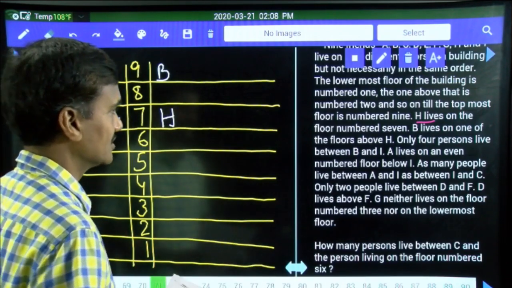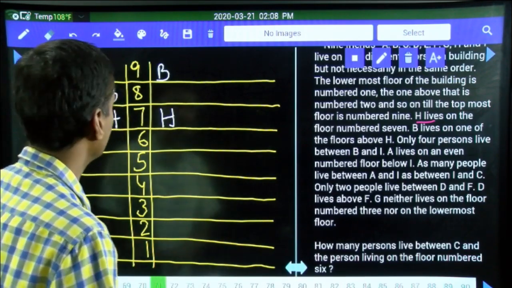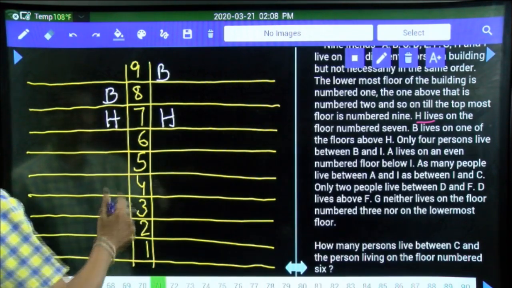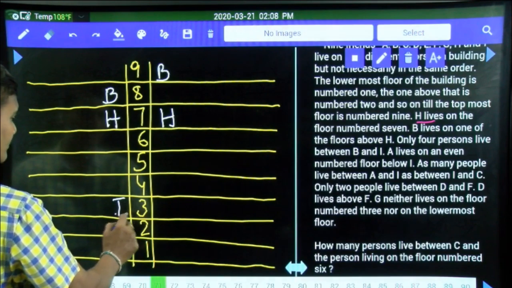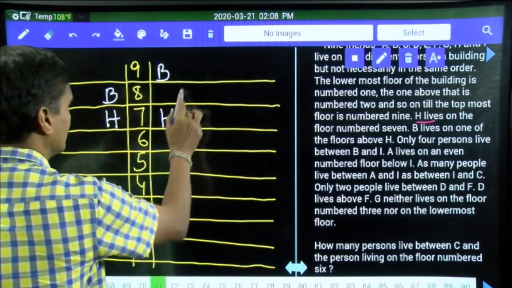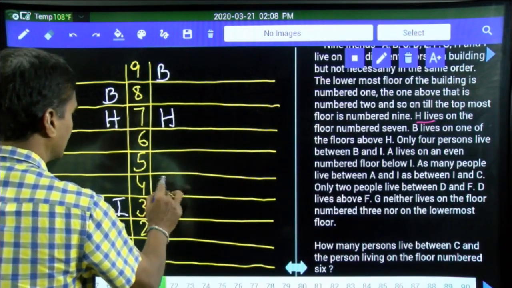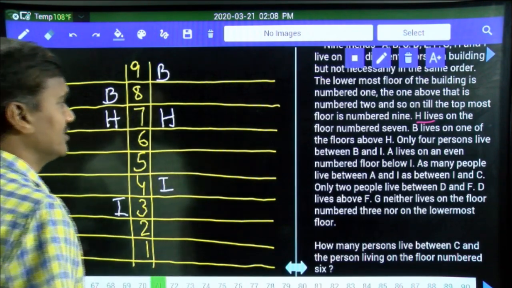Hence 2 cases. And only 4 persons between B and I. B కి I కి మధ్యలో 4 members. B 8th ఫ్లోర్లో ఉంటే 1, 2, 3, 4. I must be on the 3rd floor. B కి I కి మధ్యలో 4 members. 1, 2, 3, 4. I must be at the 4th place. Only 4 people between B and I.